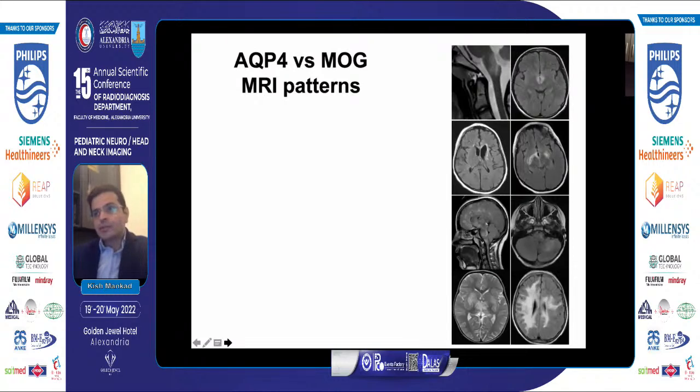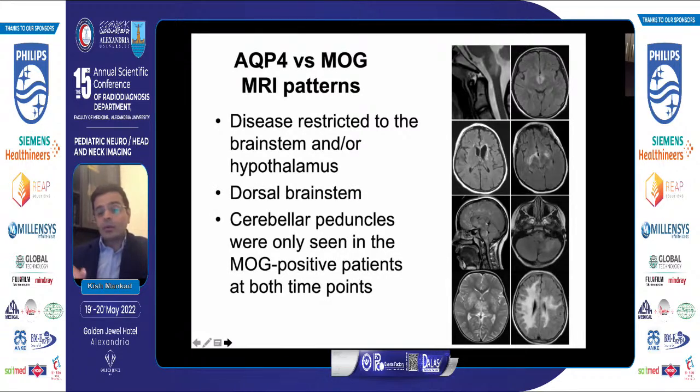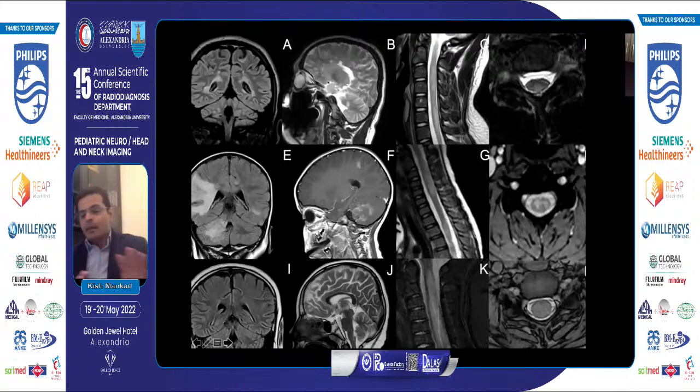Now we've looked at two entities, myelin oligodendrocyte or MOGs, as well as aquaporin 4, both in the spectrum of NMOSD, but their radiological phenotype is quite different and distinct from each other. And disease restricted to the brainstem or hypothalamus is what you would see in aquaporin 4. Look at the area postrema. And what we saw in our cohort, that when you start seeing cerebellar peduncular involvement, we really only saw it in the MOG patients. So MS, MOG, and aquaporin 4, if you were to put it all in one place, this is what I want you to use in your practice.